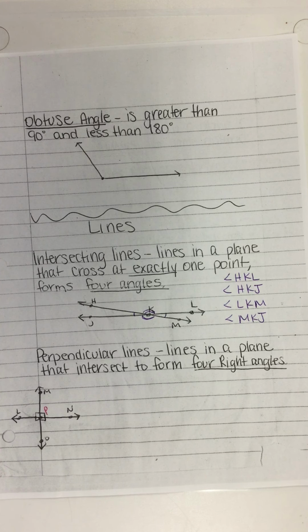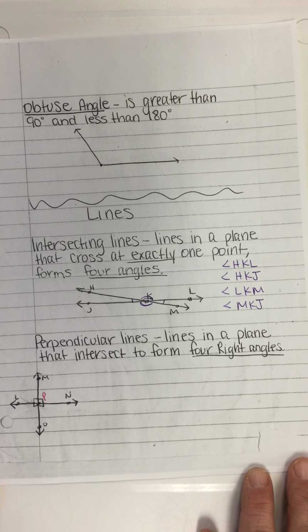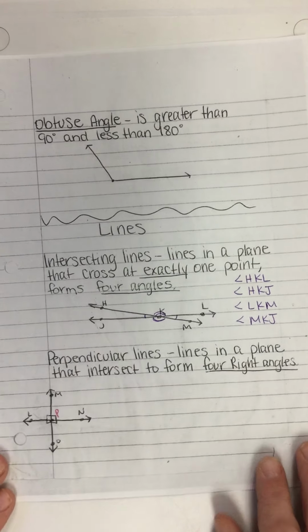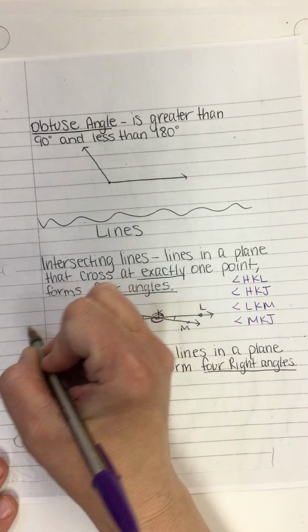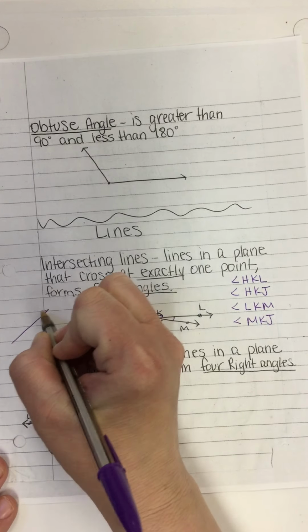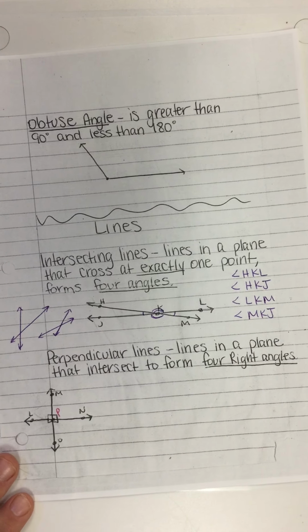Okay? And then we said perpendicular lines. Those are lines that are intersecting to form four right angles. Okay, so before we do that, if we're talking about intersecting, it's always going to make some form of X. It doesn't always have to have a straight line or horizontal line. Okay, those are all intersecting lines.